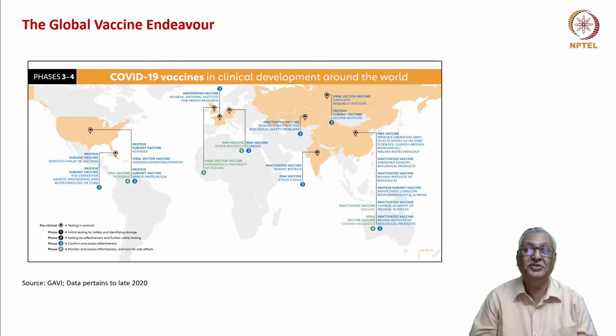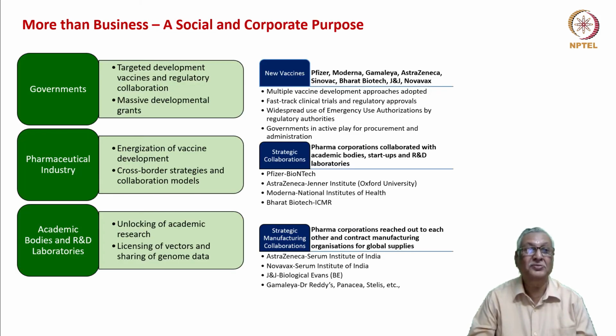There has been a global vaccine endeavor. This graphic succinctly tells us what vaccine development was being conducted. China had as many as 6 vaccine developments that were being done. Russia had 2. India had 2. Then Europe had 1. Africa, that is the Middle East, had 2. Europe had 3. America had the maximum number of vaccines that were being developed. And some of them were modern technology vaccines such as mRNA vaccines.